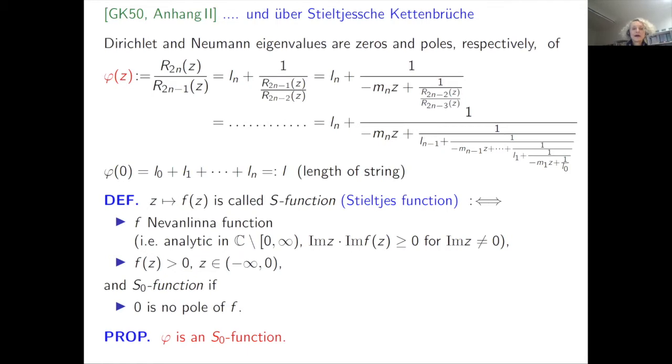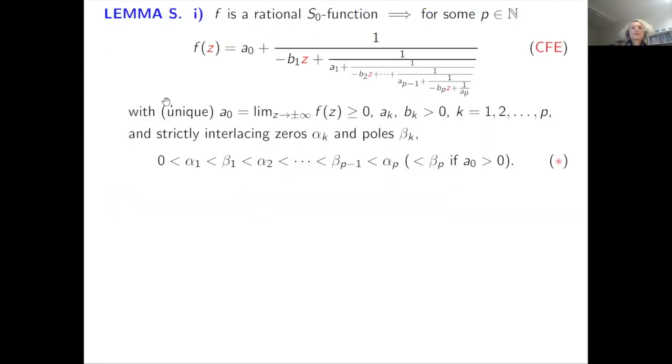There is the following lemma, which I restrict myself to the case of rational functions, because our phi, because we have only finitely many masses, is a rational function. So f is a rational S0 function. If this is the first direction, if f is a rational S0 function, then it has a continued fraction expansion as follows. So there exists a number p, and unique a0, which is the limit at plus minus infinity of this function f.